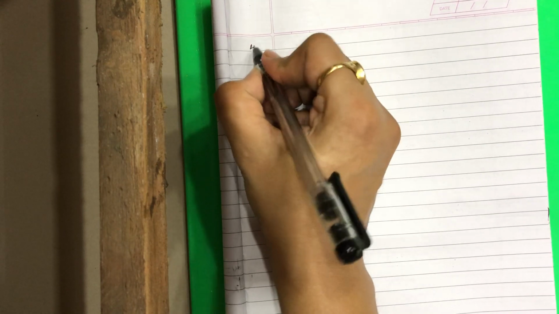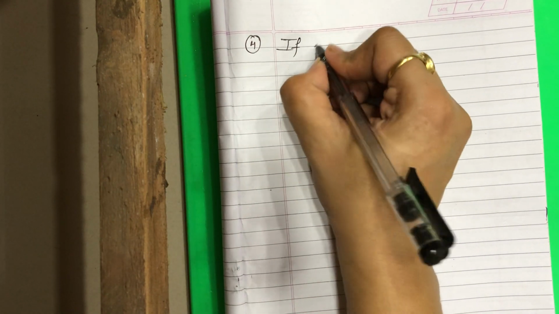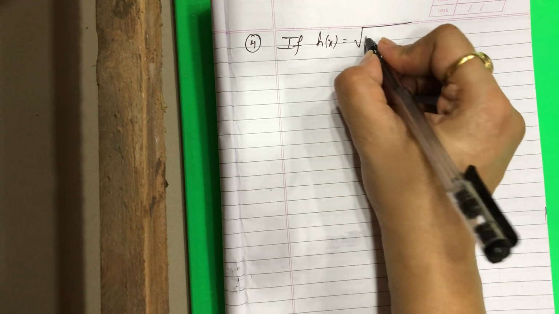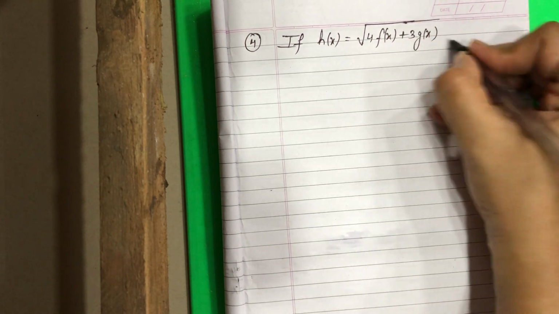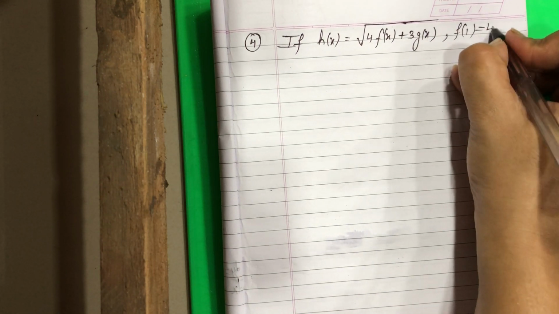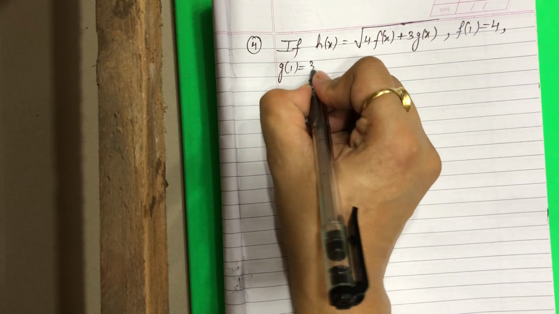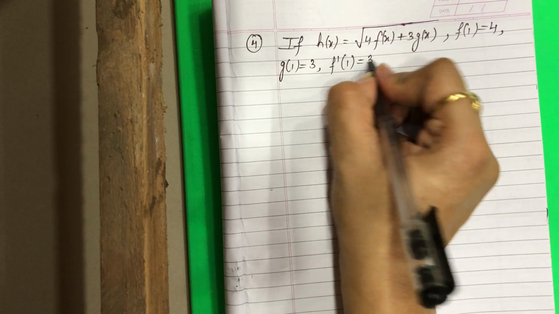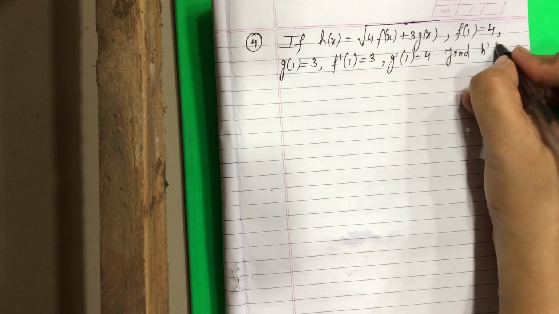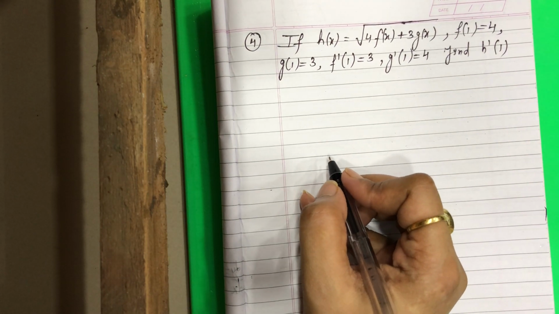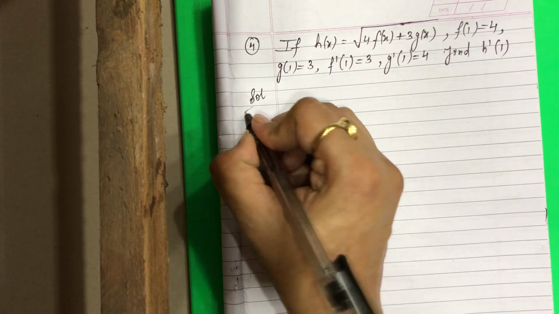Taking one more problem of different pattern. Let's take, if h(x) is equal to square root of 4f(x) plus 3g(x), where f(1) is given to you 4, g(1) is given to you 3, f(-1) is given to you 3, g(-1) is given to you 4, find h'(-1). This is the problem. So solution.